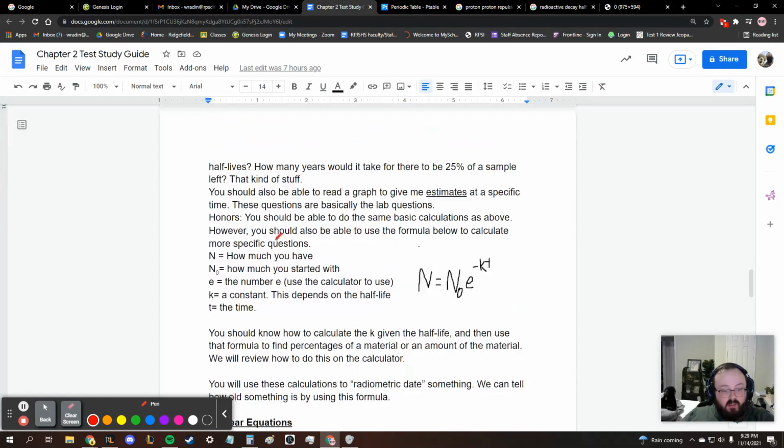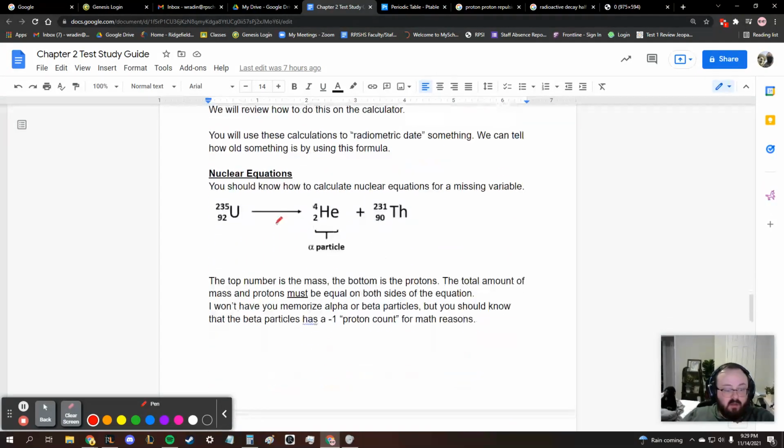All right. Honors, I will get back to this. Nuclear equations. You need to calculate nuclear equations for a missing variable. So if I did not have this right here, you would need to say, okay, well, then what is this? Basically, the top and the bottom are the same. They must be the same amount.